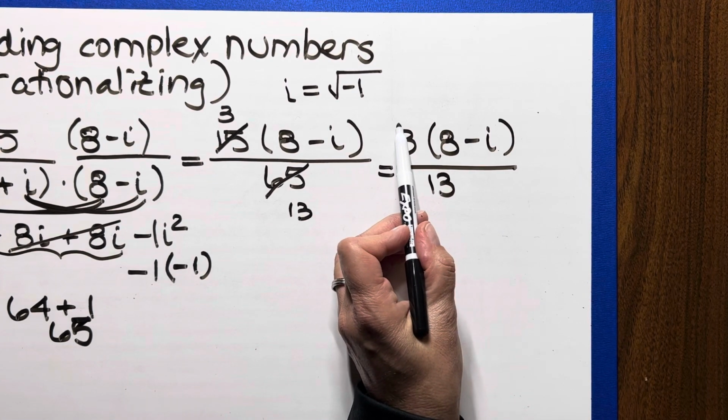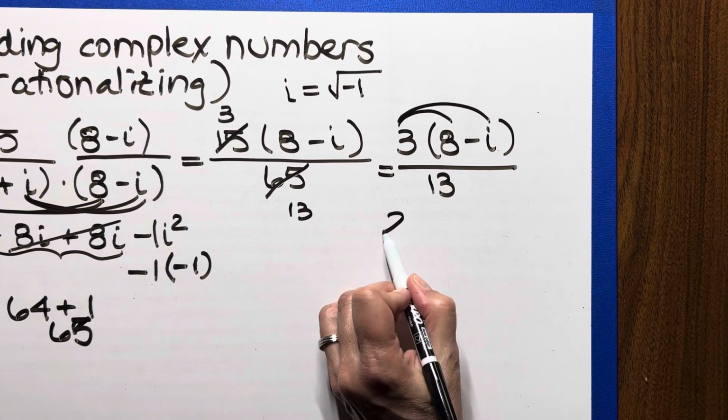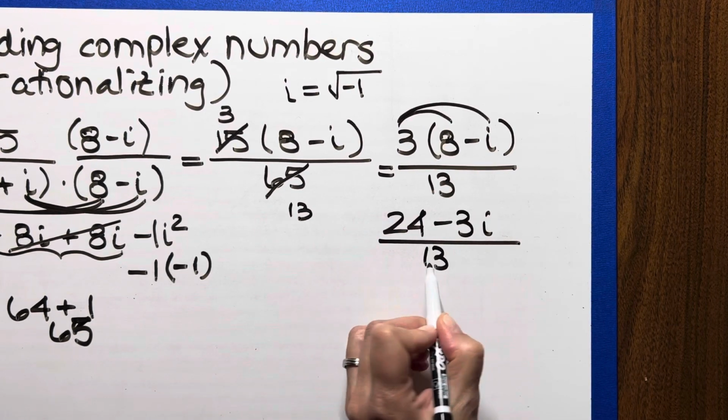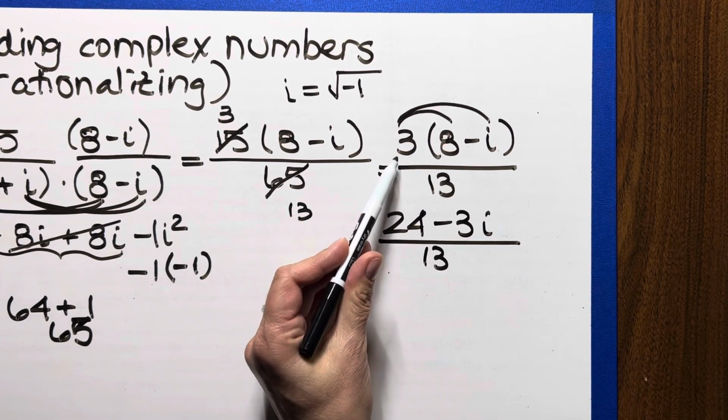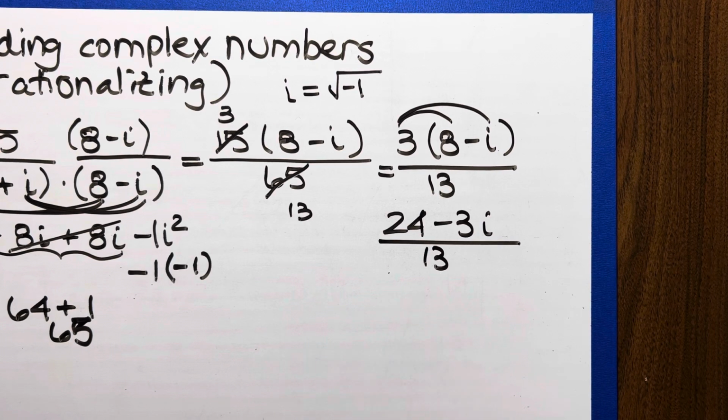If necessary, if your teacher would prefer, you can distribute that 3 through and get a 24 minus 3i over 13. And that is the same answer as what we had before. Still no imaginaries. That is how you divide two complex numbers.